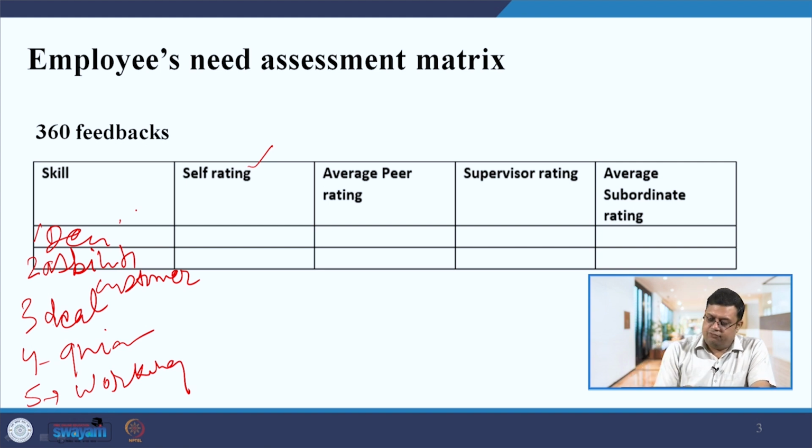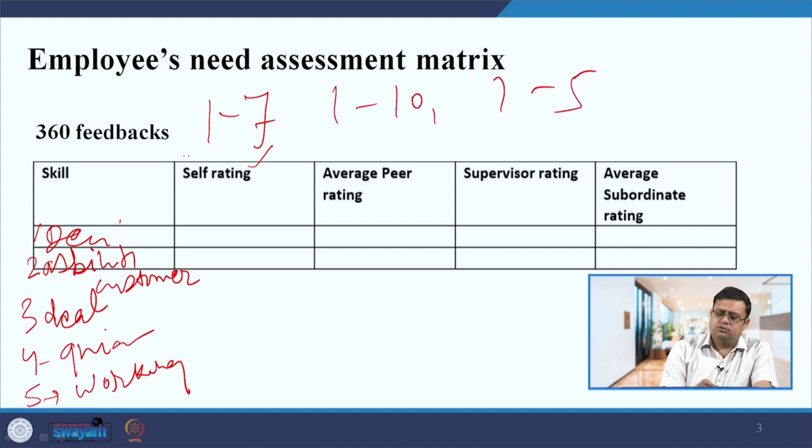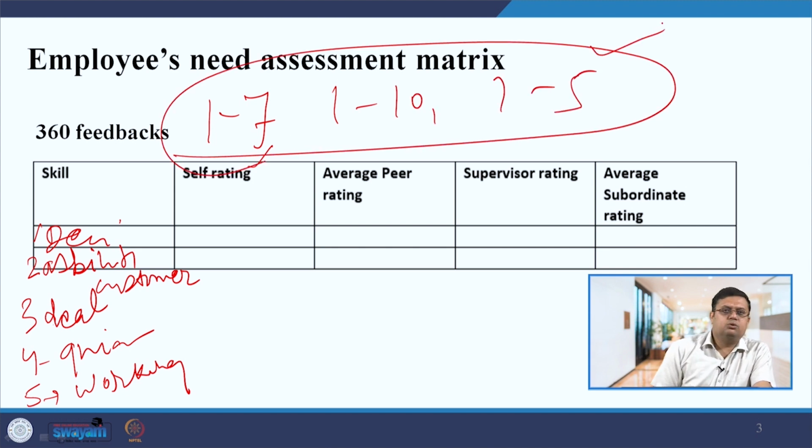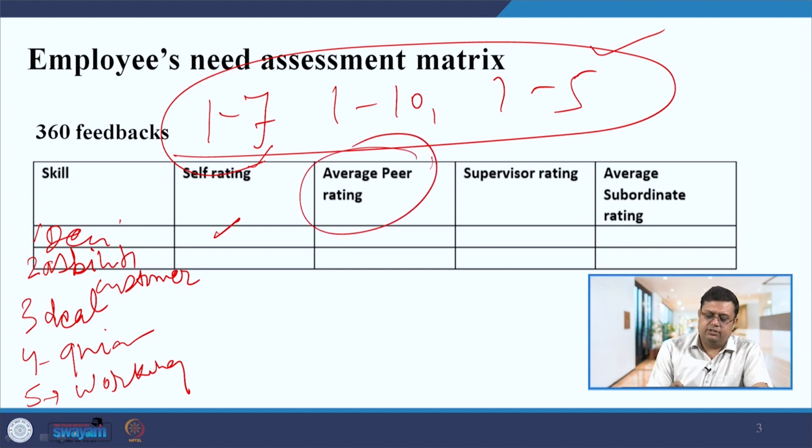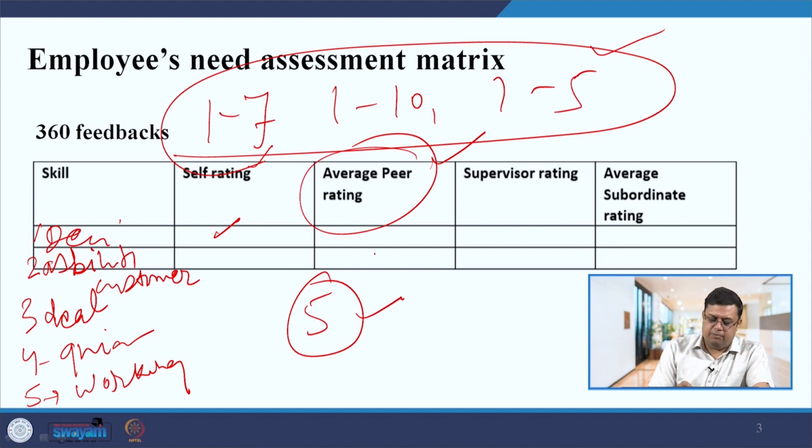For the rating you can use any interval scale, 1 to 5, 1 to 7, or 1 to 10, because ultimately you have to calculate the average and then understand it. For all the scales, what is the self rating, and then for the same skills, what is the average of peers? Let us assume five people are in his team and have given ratings. Now you can average that rating and put it here for these particular skills.